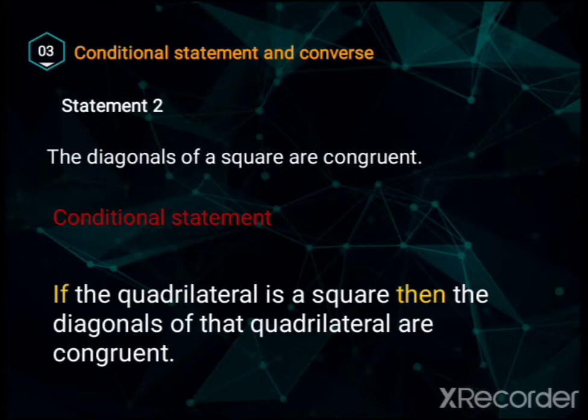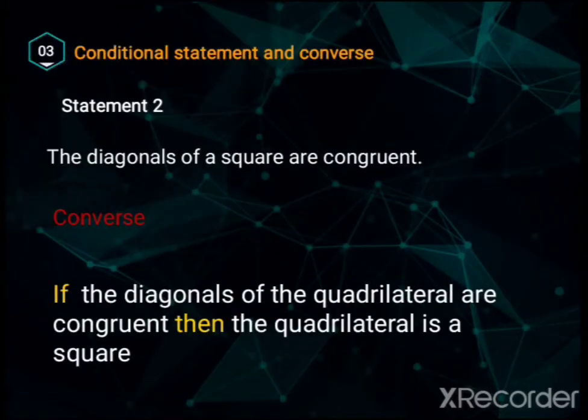We will convert this into a converse just by exchanging the two parts, antecedent and consequent. So this is the exchange. After exchanging, we will get the converse statement: if the diagonals of the quadrilateral are congruent, then the quadrilateral is a square. Now you know that diagonals of rectangles are also congruent. Therefore you can say that this converse statement is not true.